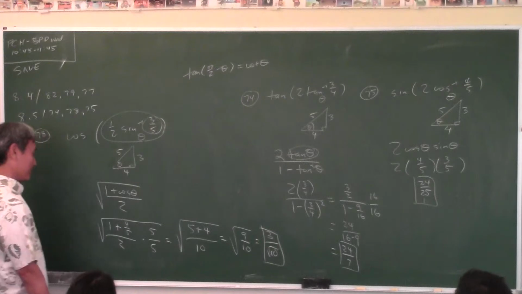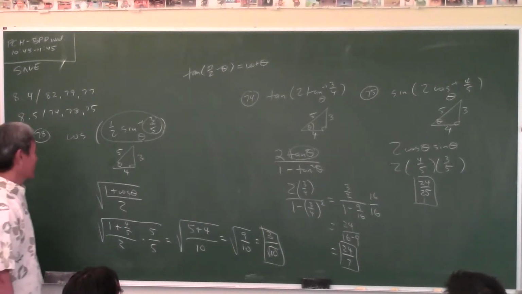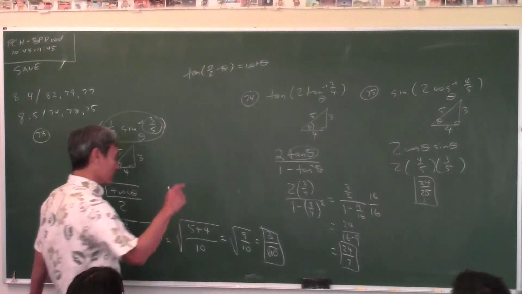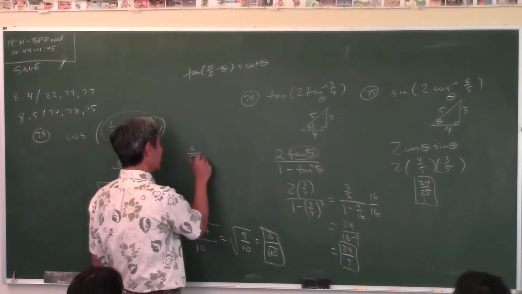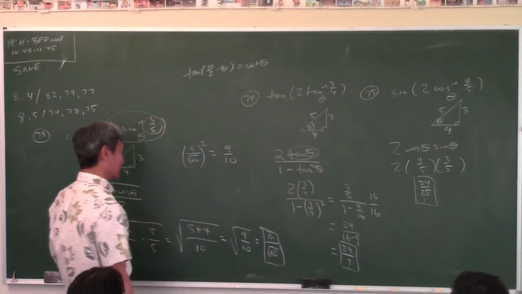Boom! Wait, don't you square it? Oh, yeah. I forgot to square it. So since there was a square there, you gotta square that. So your answer is 3 over root 10 squared, which is 9/10.